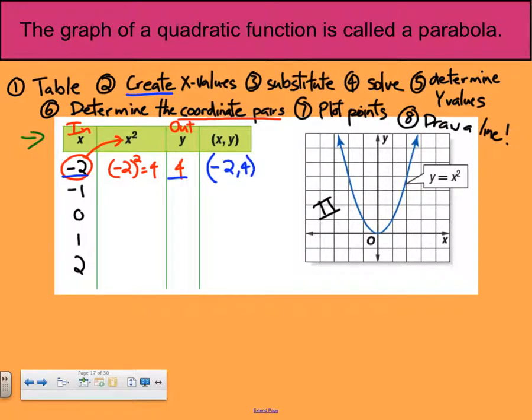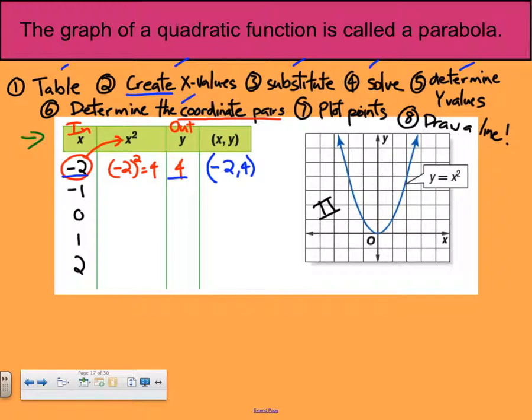Okay? And so what have I done so far? I've made a table. I've created x values. I substituted that x value into my equation. I solved my equation. I determined what my y value was. That allowed me to determine my coordinate pair.